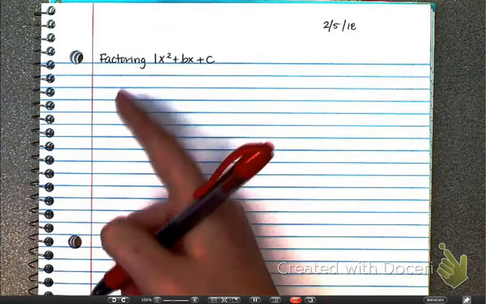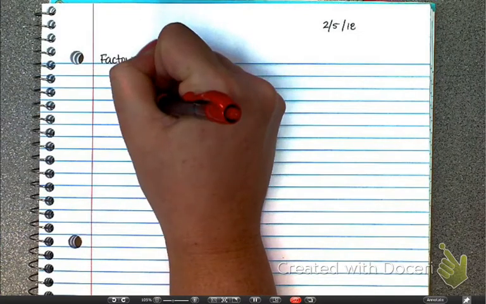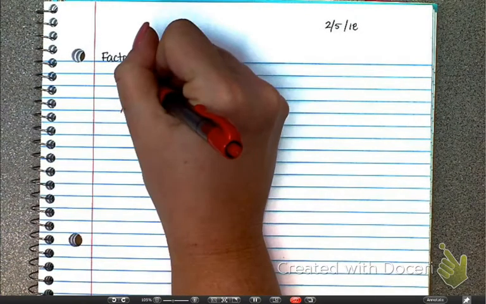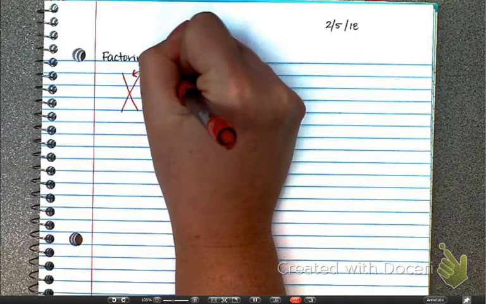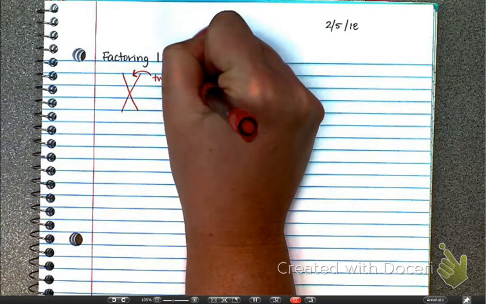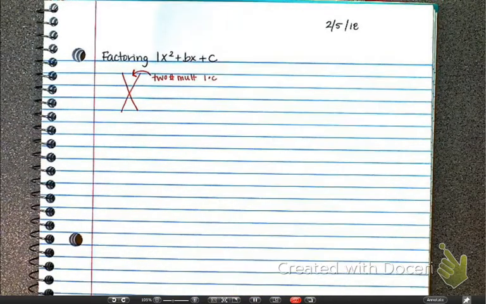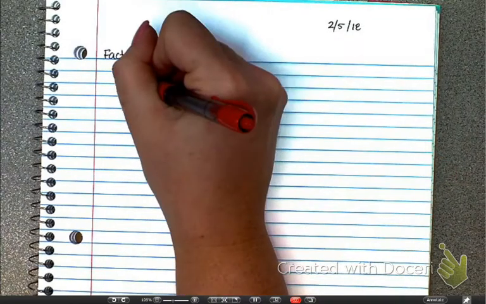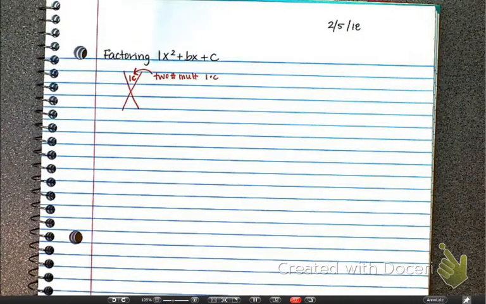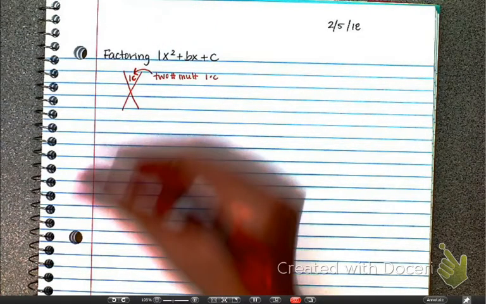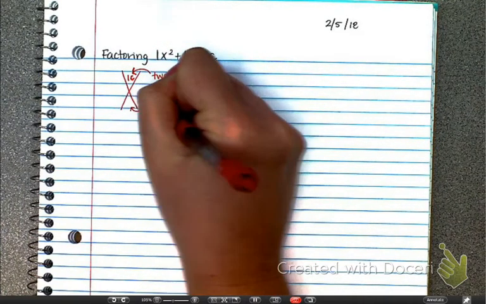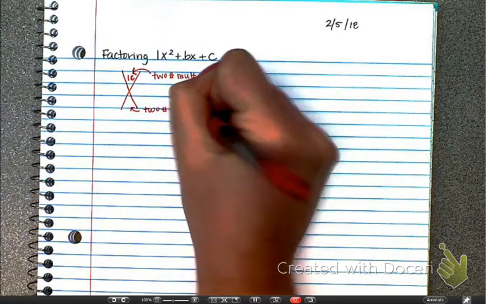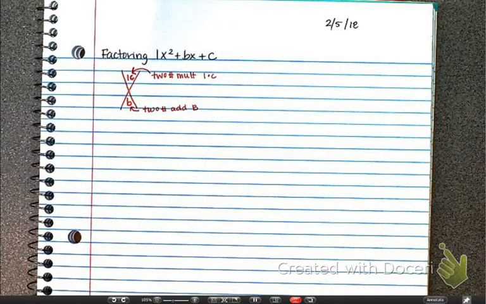So when we are factoring, we're going to use our x, and we are looking for two numbers that multiply to 1 times that c. So whatever 1 times c is, 1 times c is what we're looking for. Two numbers that multiply to that number. And then we're looking for the same two numbers that add to our b term. So this term down here is going to be b. So we're looking for two numbers that multiply to c and add to b.